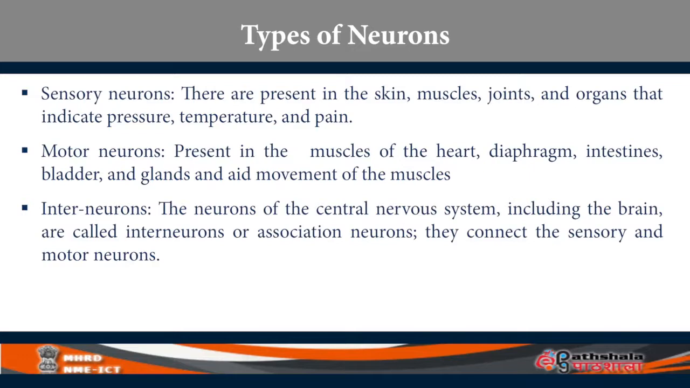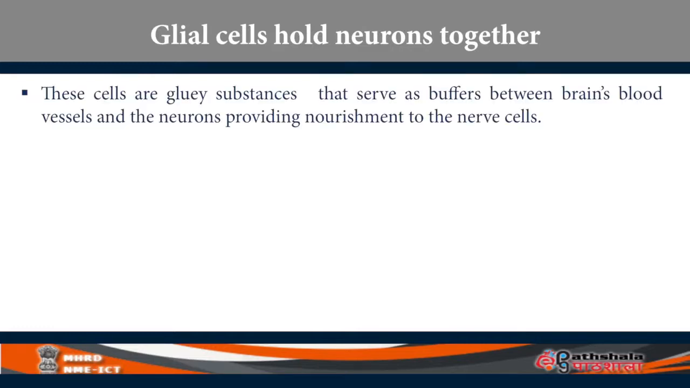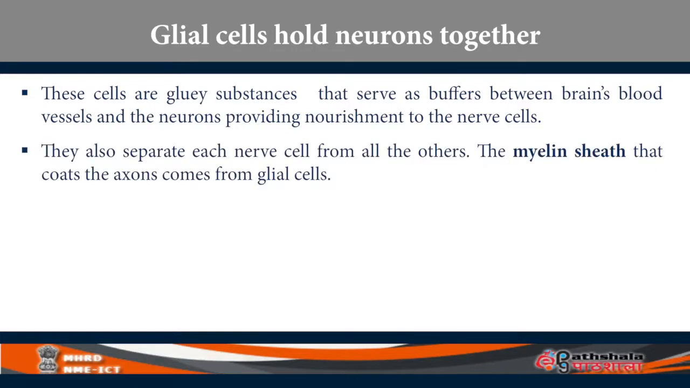Central nervous system has many parts, especially brain. Now neurons themselves are held together by what are known as glial cells, like gluey substance. Glial cells are like gluey substances which hold the neurons together. They serve as buffers between brain's blood vessels and neurons, providing nourishment to the nerve cells. They also separate each nerve cell from the other cell.